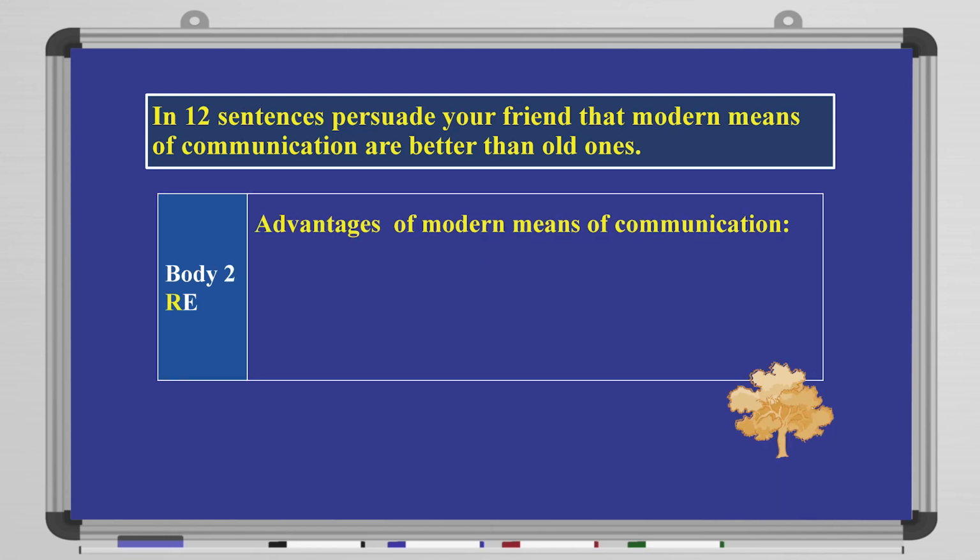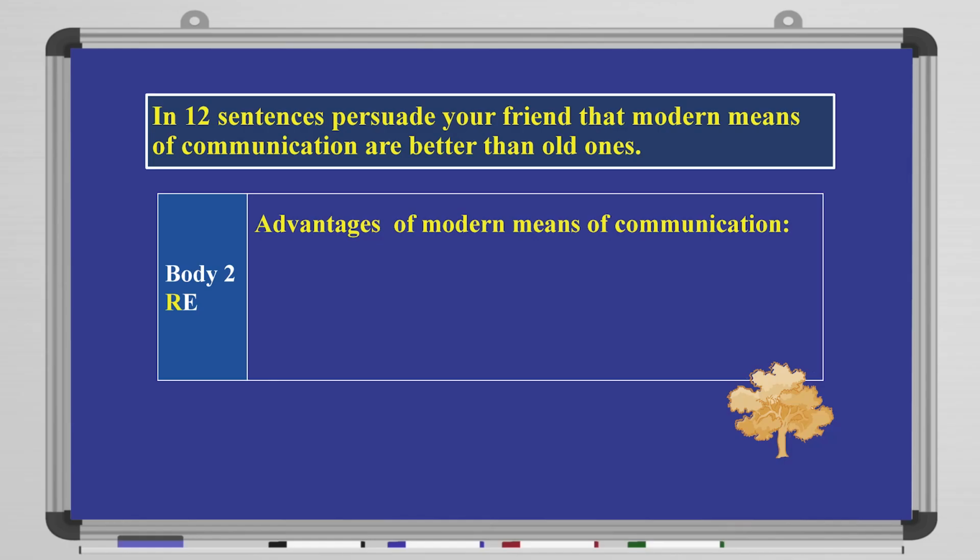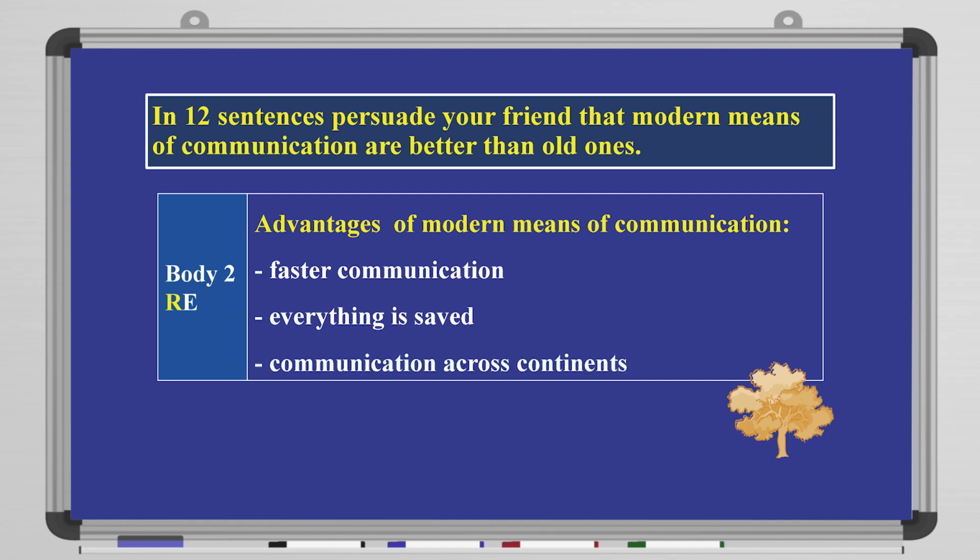In paragraph 2, I will speak about the advantages of modern means of communication and show the reader and persuade them that the modern means of communication are way better than the old ones. The first supporting idea I will have is it is faster. The second one is everything is saved. And the third one, communication across continents. I will not worry about my letter reaching after days to the other country or the other continent.